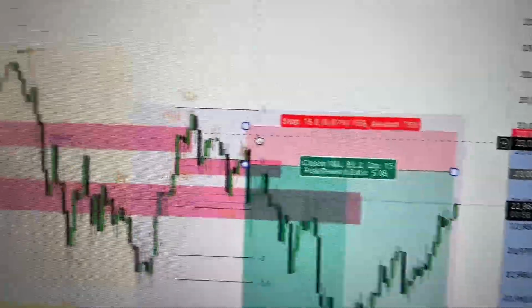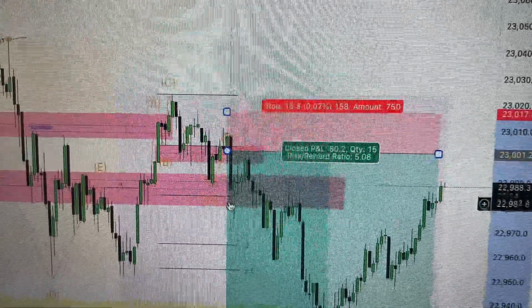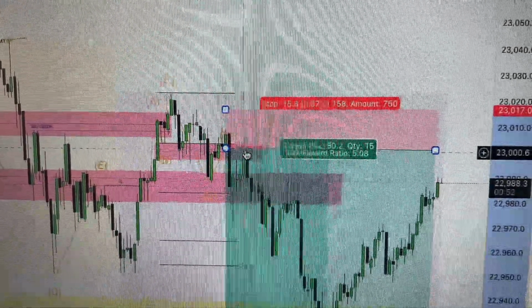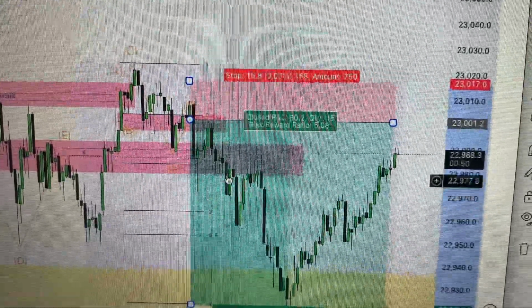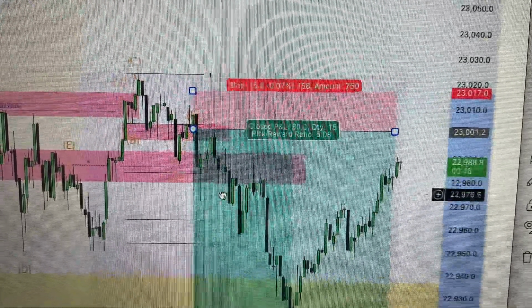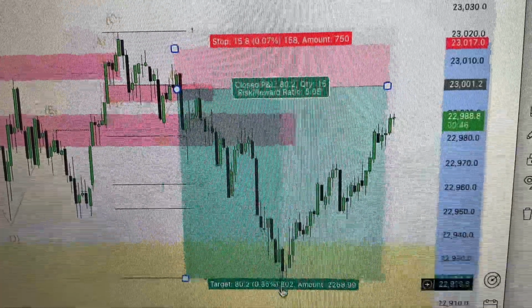So I try it and see how it plays out. Drop, come back up, test again. Then once we see a break below this low here, I close my break even. And it could go all the way to TP.